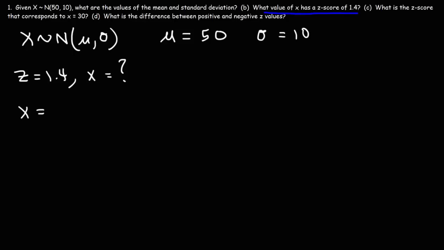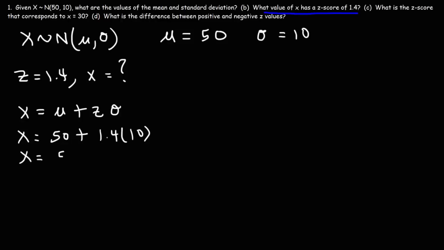So perhaps you wrote down this formula. x is equal to the mean plus z times the standard deviation. So the mean is 50, the z-score is 1.4, and the standard deviation is 10. Now 1.4 times 10 is 14, and 50 plus 14, that's going to give us 64. So this is the answer for part B. So that's how you can calculate x given the value of z.